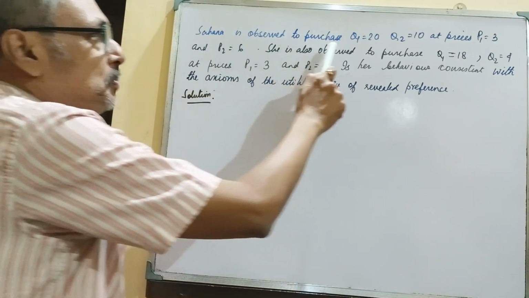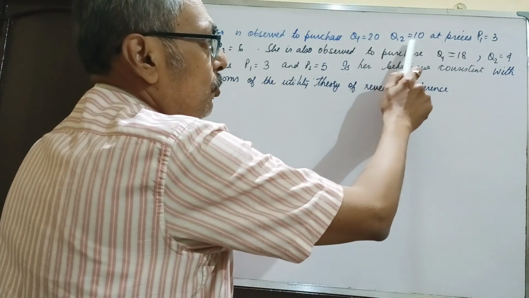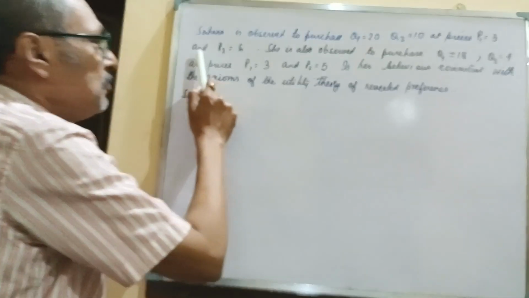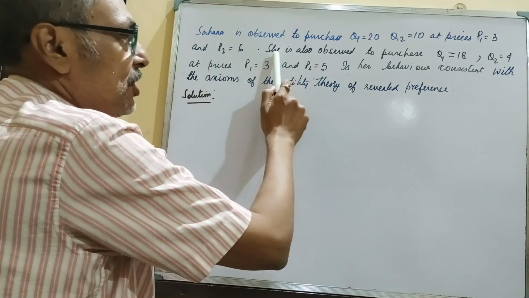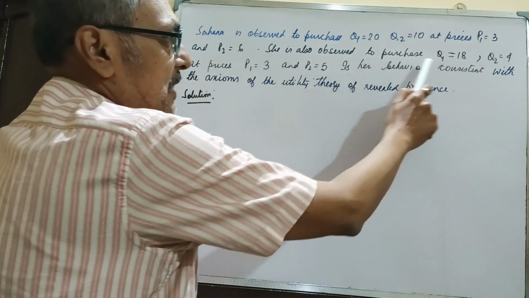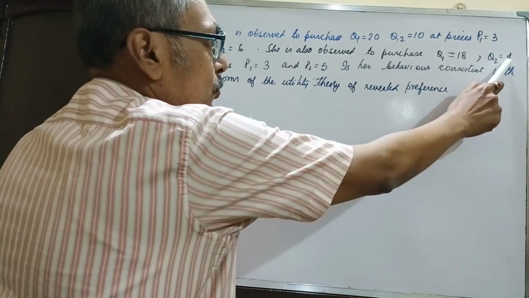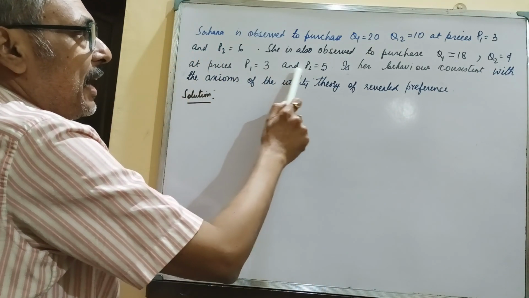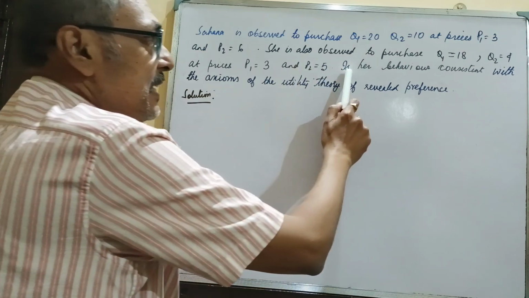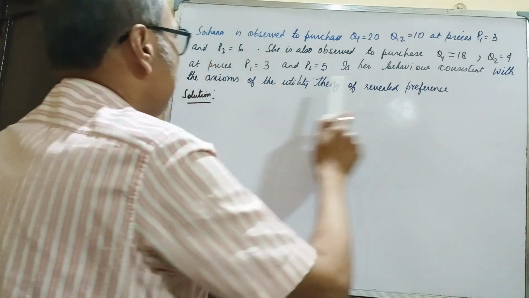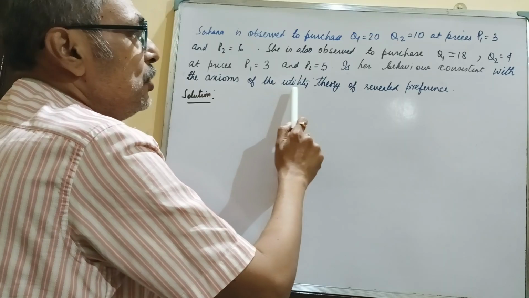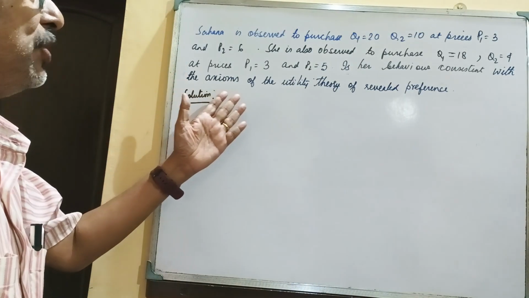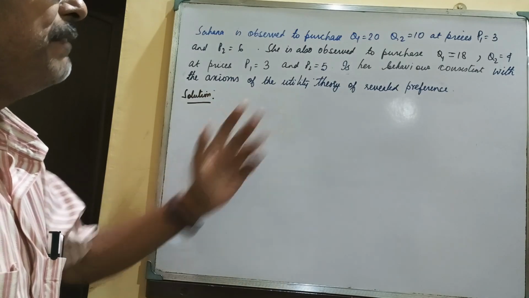Sahana is observed to purchase Q1 equals 20, Q2 equals 10 at prices P1 equals 3 and P2 equals 6. She is observed to purchase Q1 equals 18 and Q2 equals 4 at prices P1 equals 3 and P2 equals 5. Is her behavior consistent with the axiom of the utility theory of revealed preference? We solve this question by using the axioms of revealed preference.